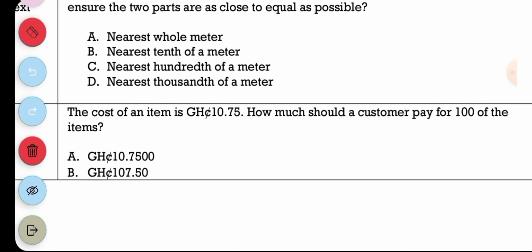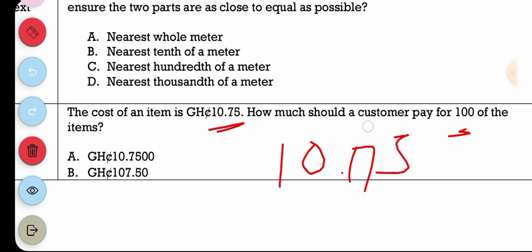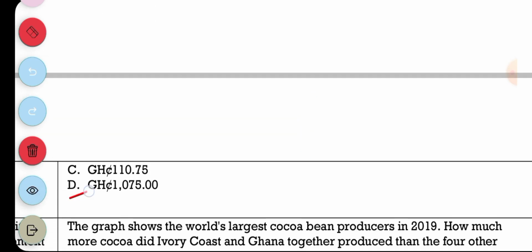Question 9. The cost of an item is 10.75 Ghana cedis. How much should a customer pay for 100 of the items? So with this question, you're supposed to multiply the 100 by 10.75. So it will result in the movement of the decimal point to the last part. So you're going to have 1,075 Ghana cedis. So the answer to this is D.